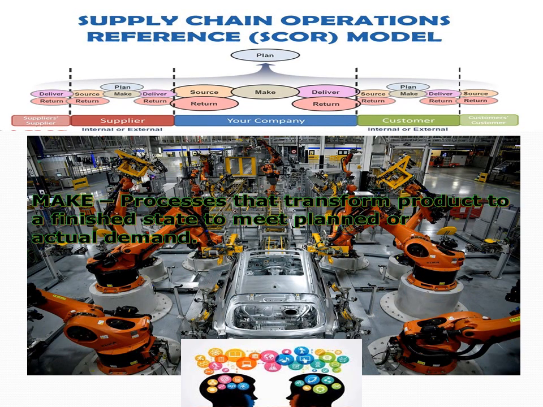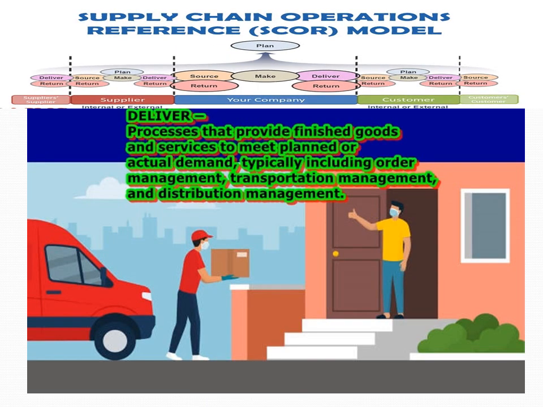Then make or manufacturing. These are the processes that transform a product to a finished state to meet, again, the planned or actual requirements of our customers. So this is another process in which we manufacture the goods or transform them from raw material to finished goods. The next one is delivering. After finishing the goods, we deliver them to our customers. These are processes that provide finished goods and services to meet planned or actual demand, typically including order management, transportation management and distribution management.